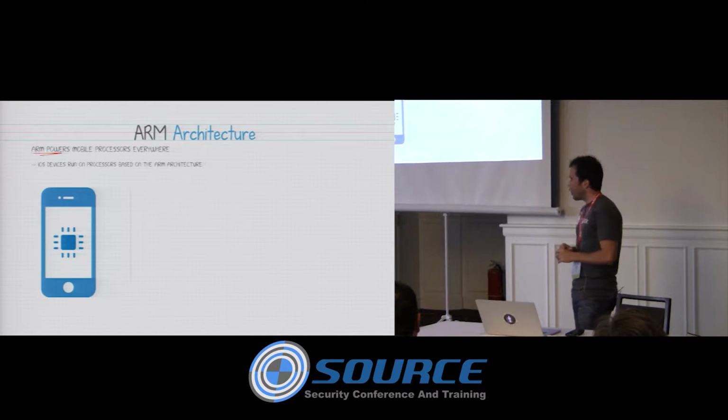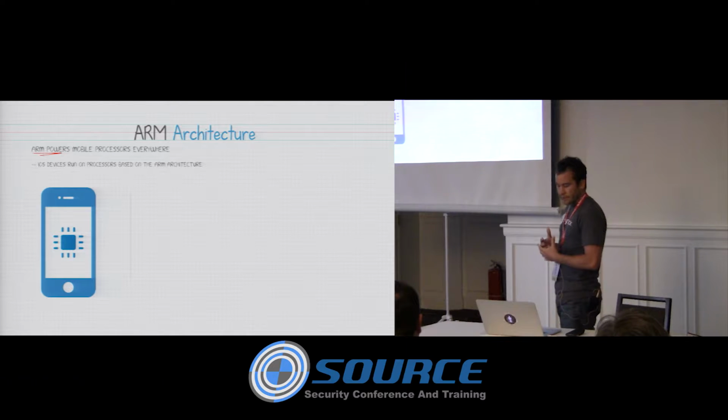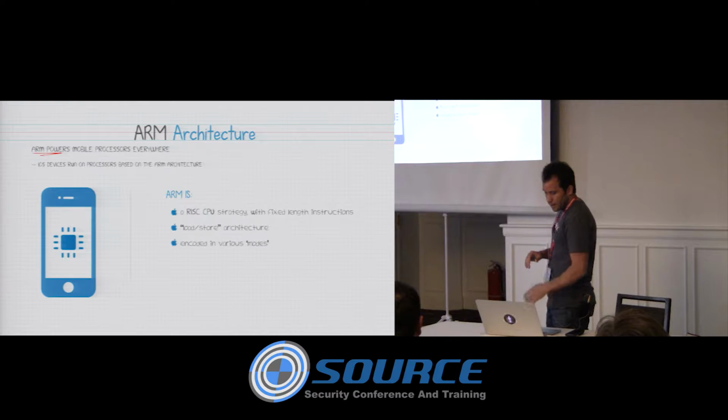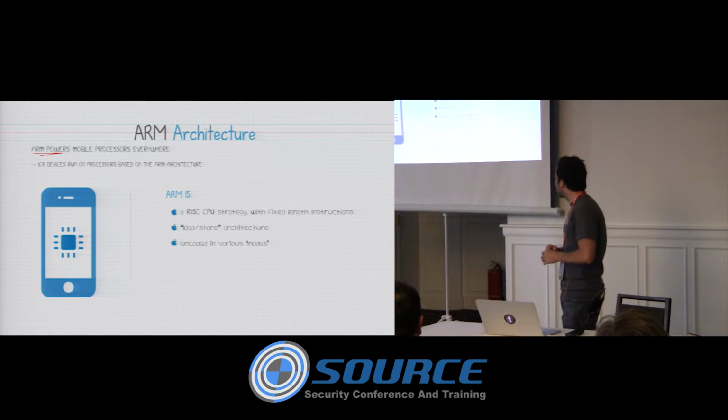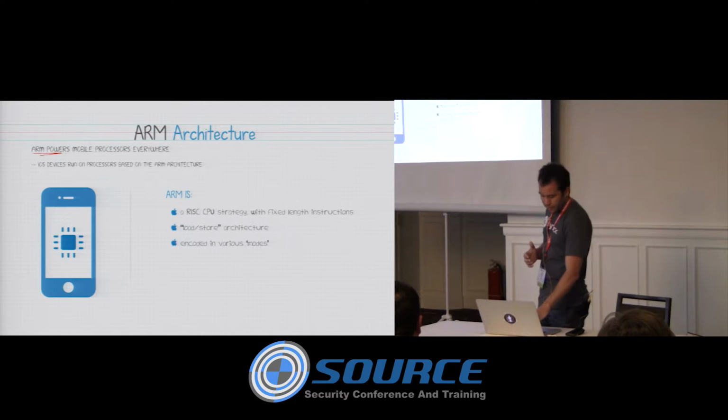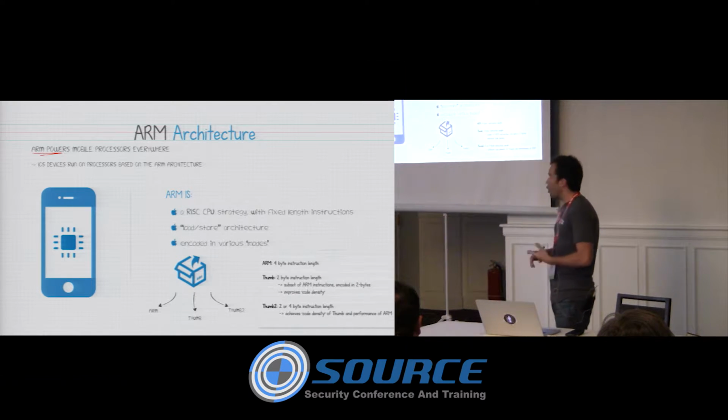So let's talk a little bit about the ARM architecture. All iOS devices run on processors based on the ARM architecture. ARM is a RISC-based CPU strategy, mostly fixed instructions. It's a load store architecture, and finally it's encoded in various modes. These modes include ARM, Thumb, and Thumb2.